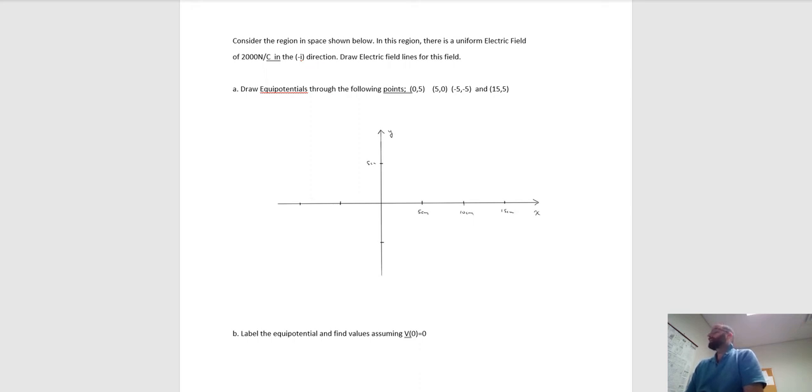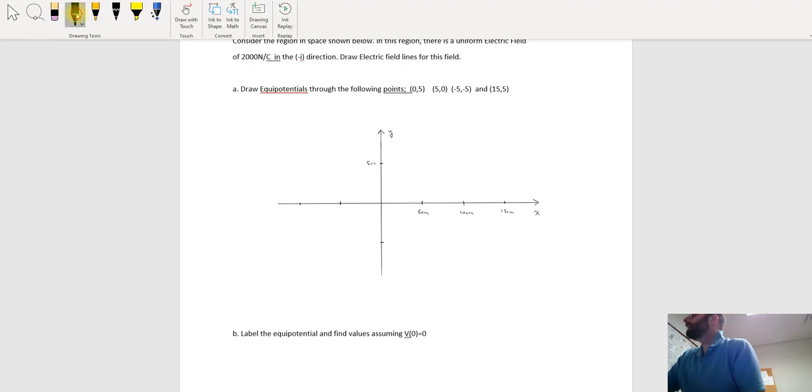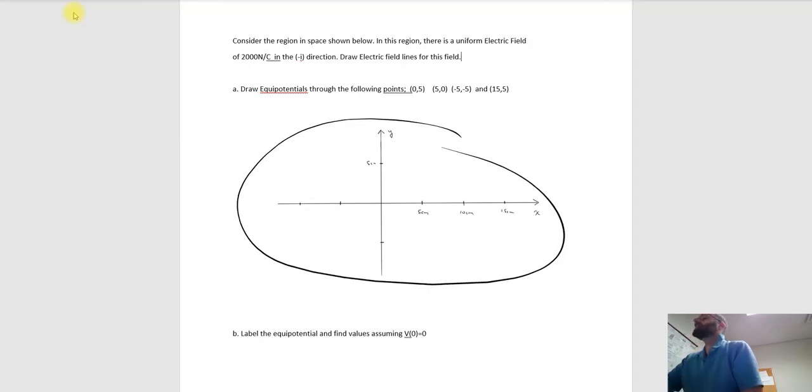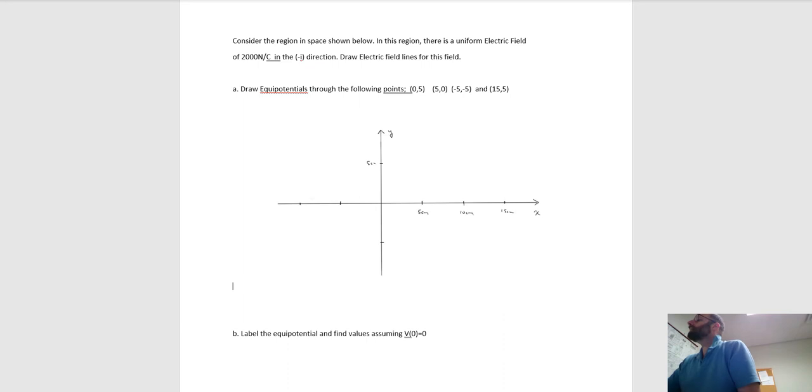I'm making this video to help you understand equipotentials, their relationship to electric fields, and how they fit into Newtonian physics. So what we're looking at here is just a region in space, and there's a 2,000 Newton per Coulomb field in the minus i direction. This is a field strength, what I would call an E sub 0, the magnitude of an electric field, and there's our direction. The first thing says to draw electric field lines for this field.